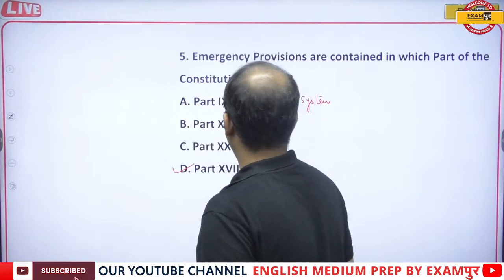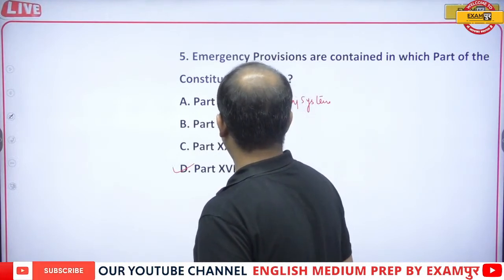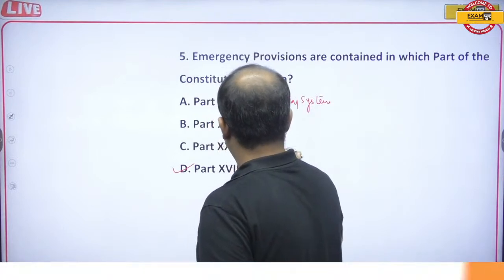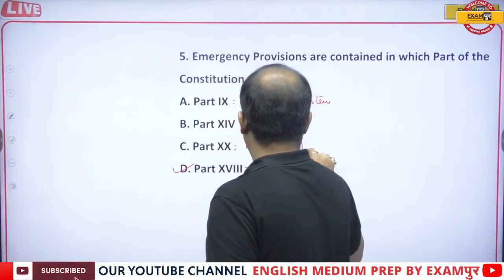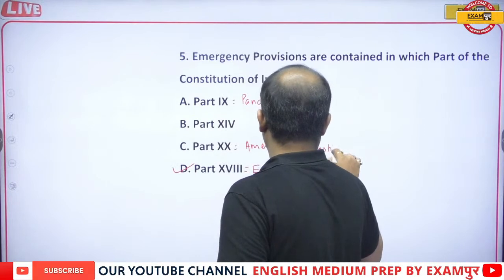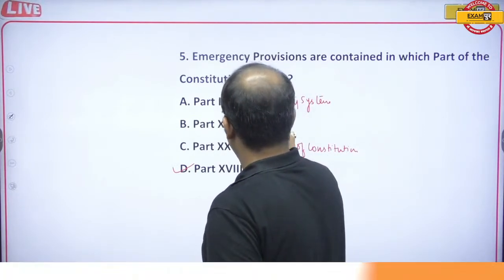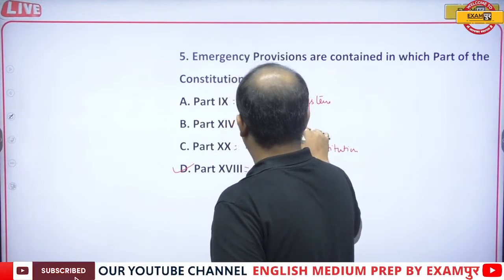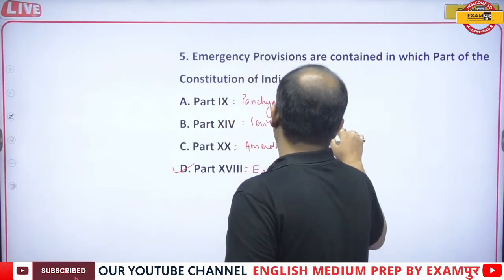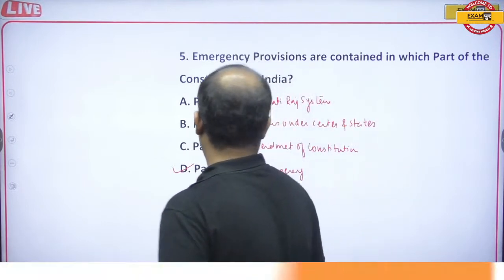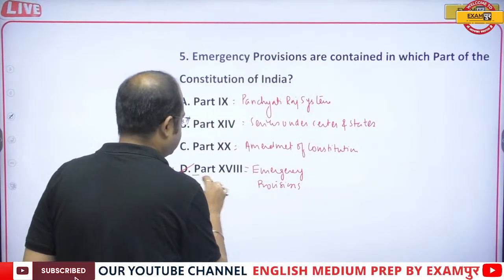Then Part 14 and Part 20. Part 20 is the amendment of the Constitution. Part 14 is related to services under the center and states. Now, Part 18 contains the emergency provisions.